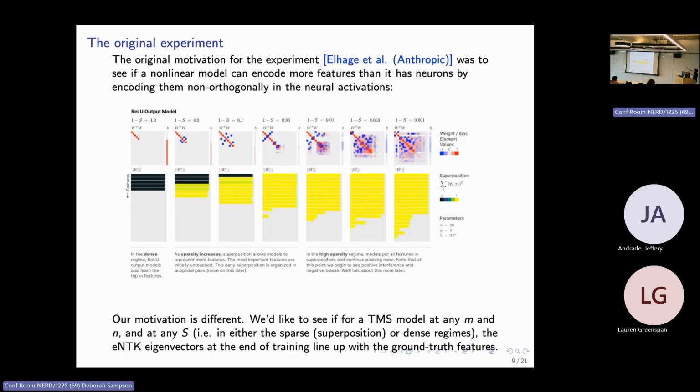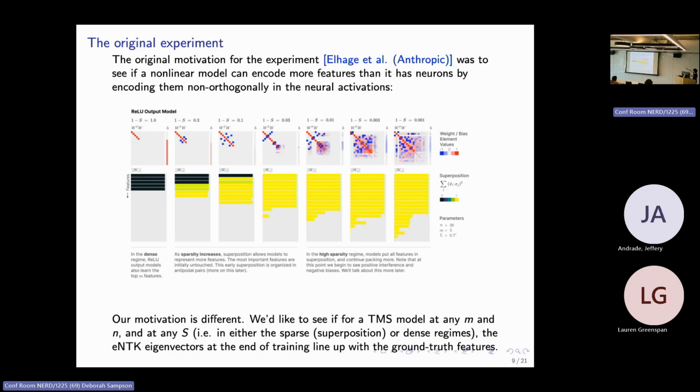And so this plot comes from their paper. They found the behavior is qualitatively different depending on the size of S. So when S is small, on the left-hand side, which corresponds to when the features are dense, the model reconstructs the top M features only. But as S increases, moving towards the right-hand side, the model starts to reconstruct more and more features at the cost of encoding them non-orthogonally.